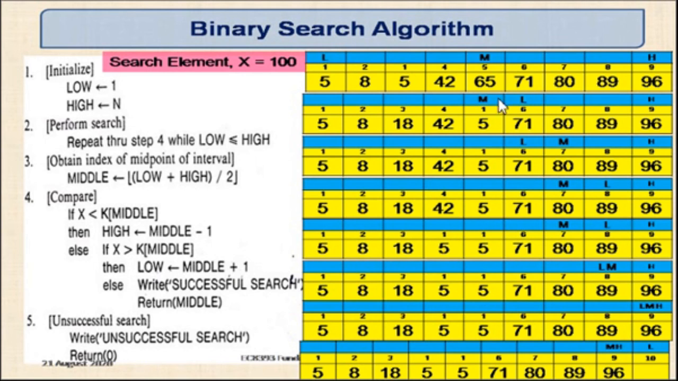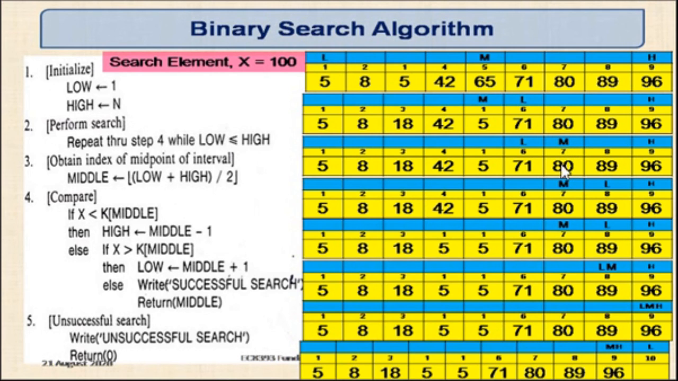So in this case, the value 100 is greater than the middle value 65, so the left hand side list can be discarded. Hereafter the new effective list is going to be from location 6 to 9. And it continues. Now it checks: L is 6, H is 9, L is less than H, so the condition is satisfied. It will find the new middle value: 6 plus 9 is 15, by 2, integer part only, 7. So in the 7th location, the middle pointer is placed.